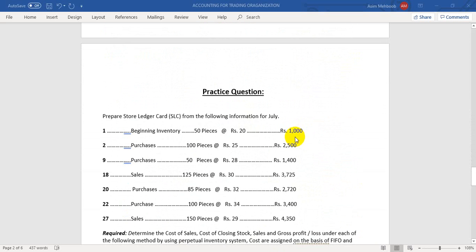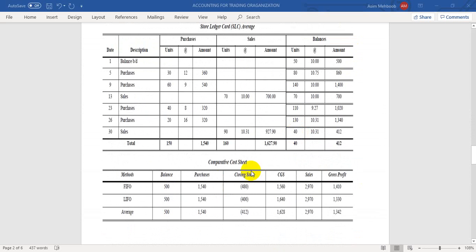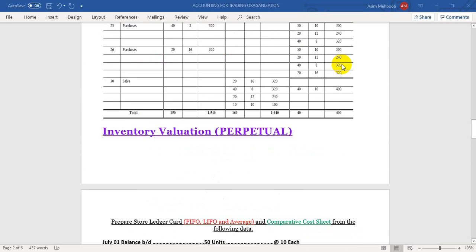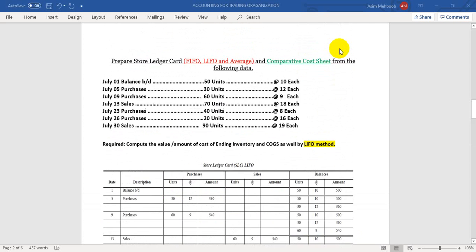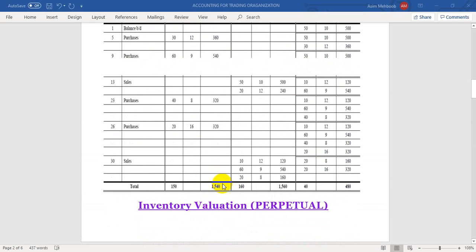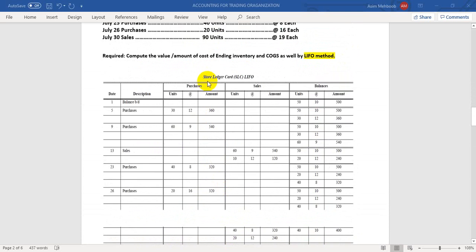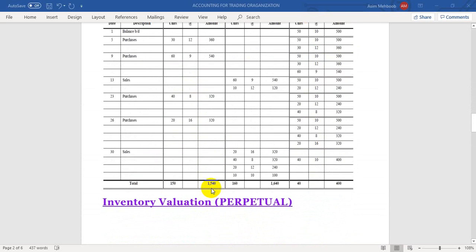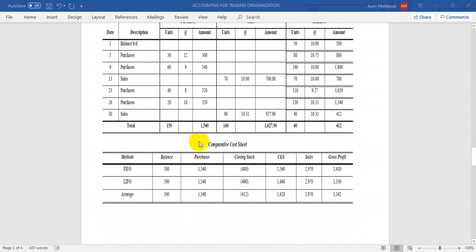Now, if you talk about the comparison cost sheet under FIFO, LIFO, and average method, in all the questions you can see the balance is the same, 500, 500 and 500. Purchase is 1540. Only what will change? The cost of goods sold will change and the closing stock will change.